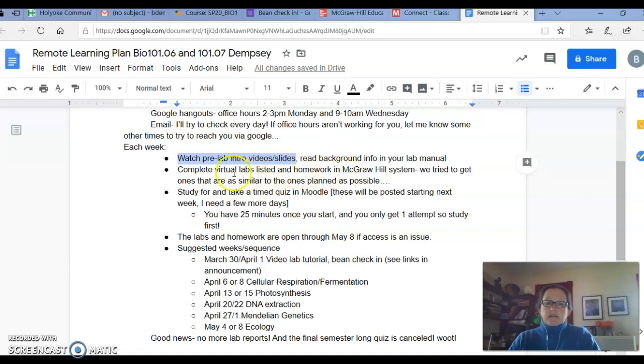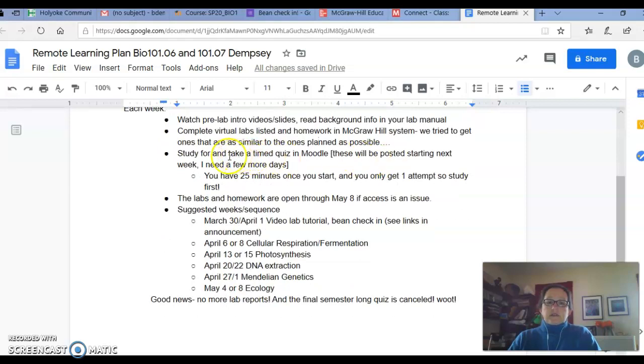Then you're going to complete the virtual labs in the McGraw-Hill system. They're fairly similar to the ones that we would do in person, but it's not humanly possible at all times. So we did our best, okay? And then you're going to come back to Moodle and you're going to study for and take a timed quiz in Moodle.